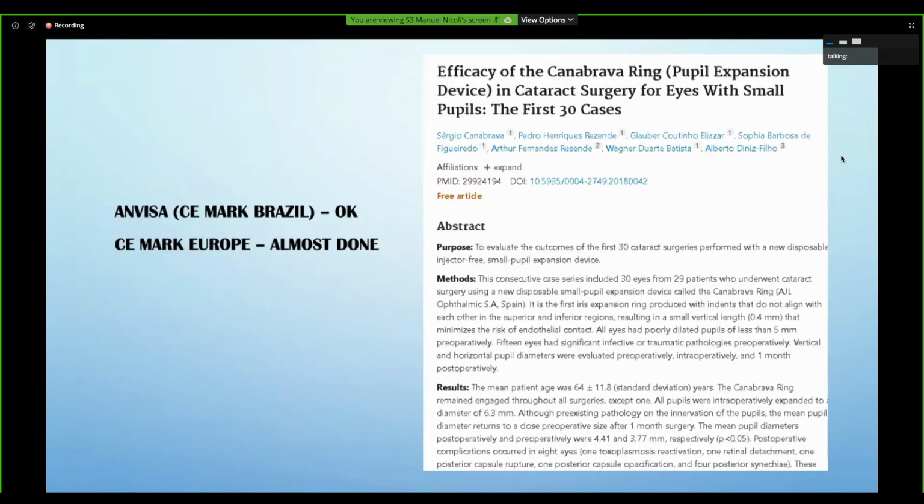And here's the publication in 2018 of Sergio Canabrava with 30 cases. Nowadays, in Brazil it is commercially available. In Europe, it's available, but with the pandemic, it's already stopped. I began using this ring last year. I was the first surgeon in Argentina to use it, and I think it's an excellent option in our management of small pupil. And I want to thank you all for your attention.